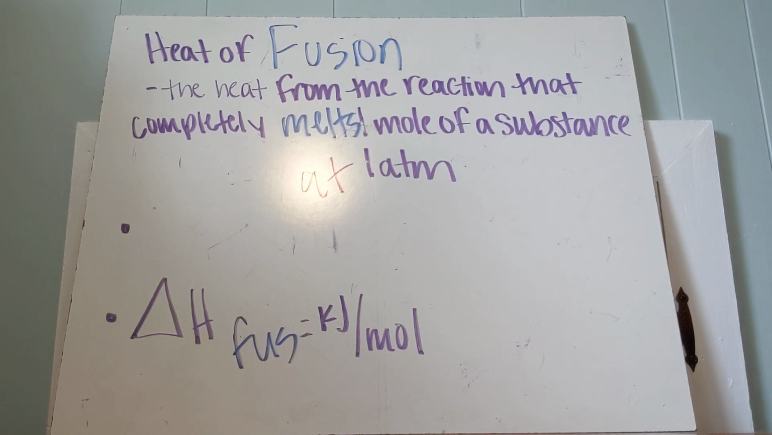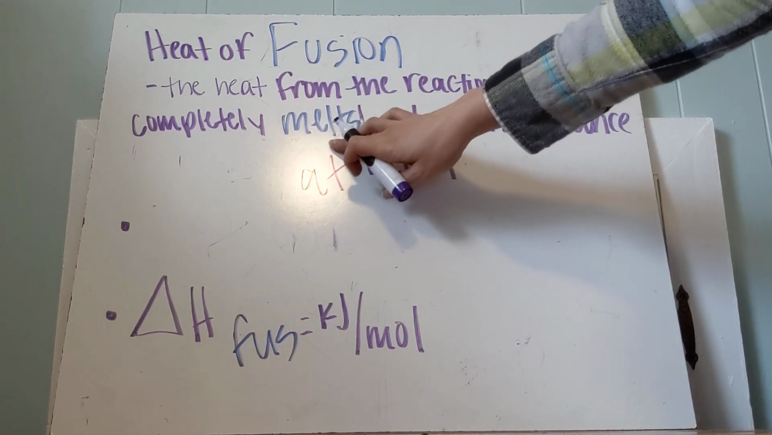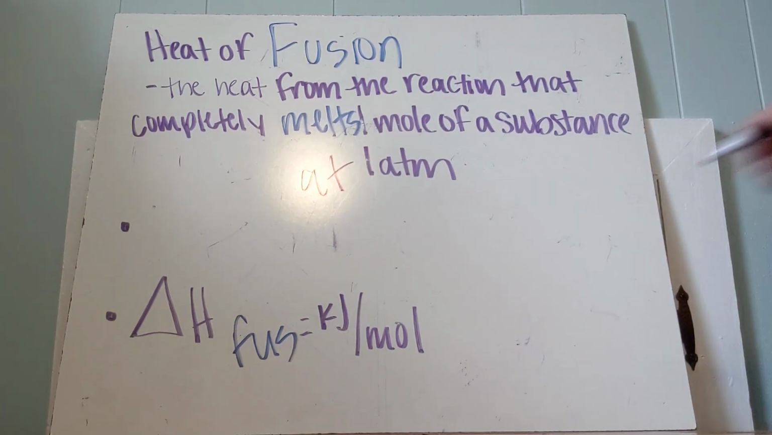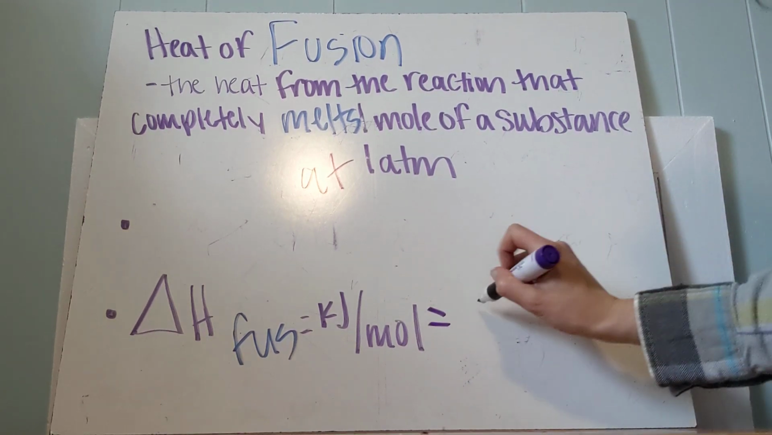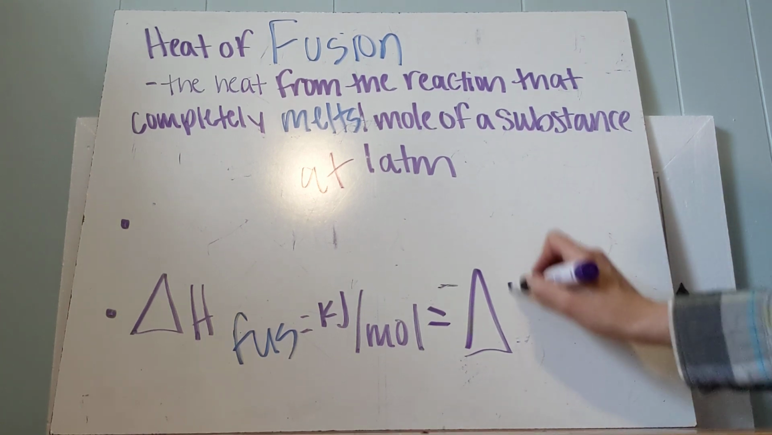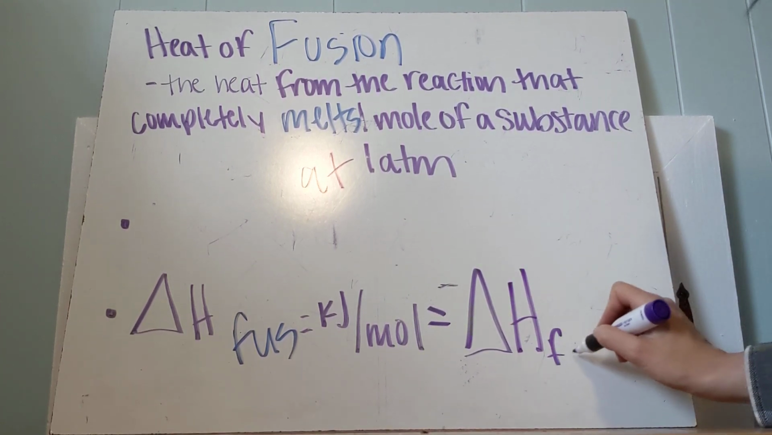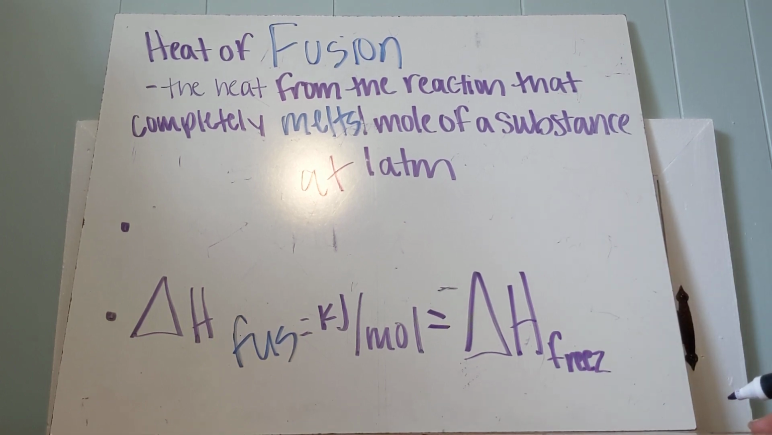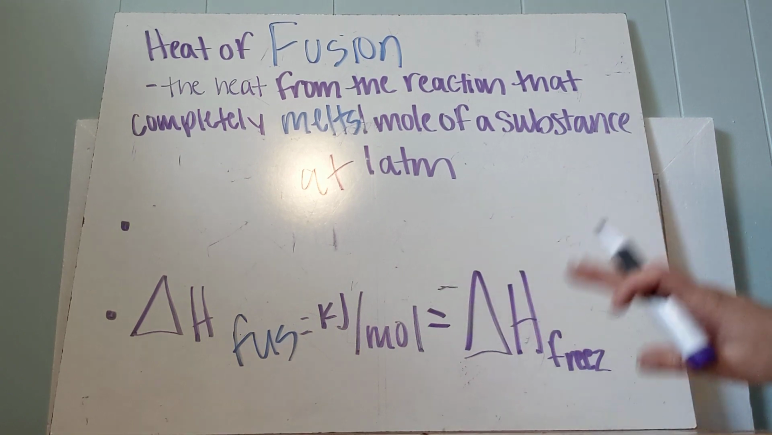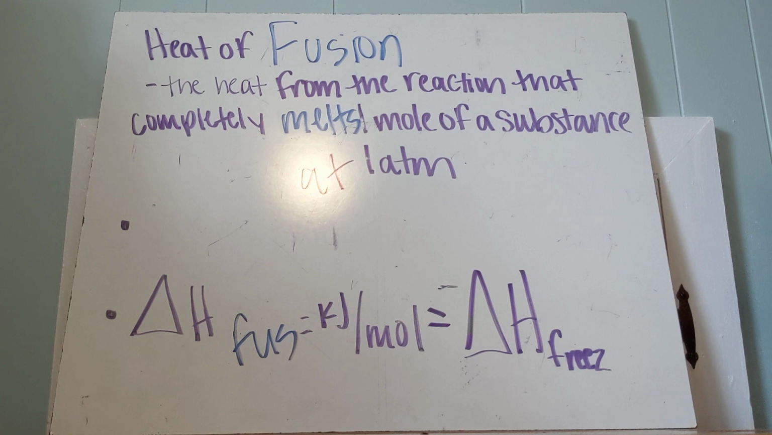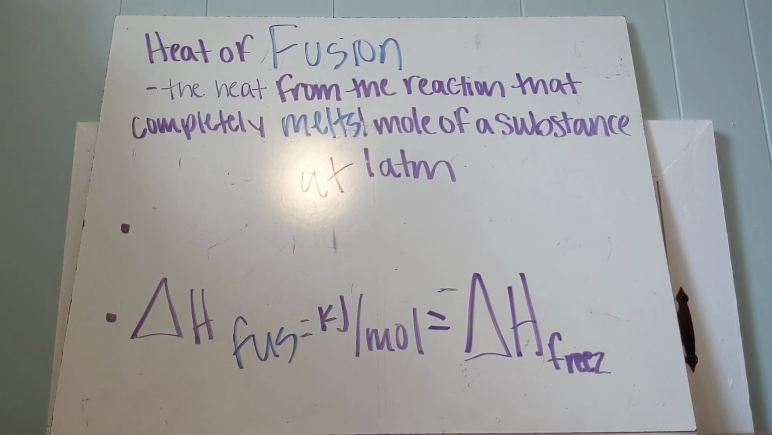Another thing that you should note, when we're talking about melting, the opposite of melting is freezing. So, equal but opposite, we're going to have the delta H of freezing. So if you're ever asked to calculate the delta H of freezing, you're going to use the delta H of fusion, but negative. So the delta H of fusion is equal to negative the delta H of freezing.